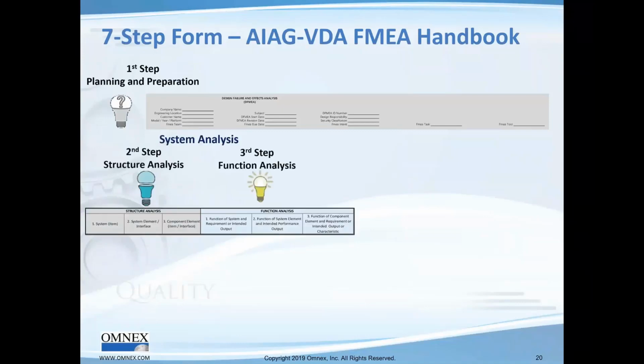Next, you have what is called structure analysis. Now, you might start seeing 3s here. Do you see 3s in the structure analysis and 3 columns in the function analysis? That's because that's the big difference and change between the AIAG VDA DFMEA and the DFMEA 4th edition. So the difference starts right here in the structure analysis.